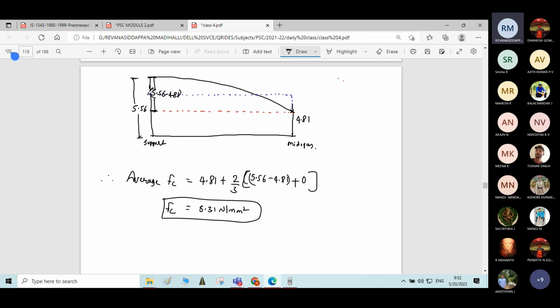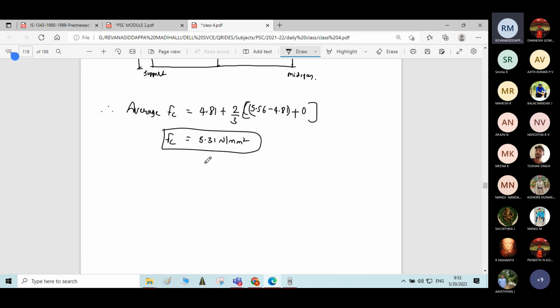On the left side we have the height of 5.56 minus 4.81. On the right side we have the height of the parabola as 0 at this point, with respect to this red dotted line as baseline. Here height is 0. Here 5.56 minus 4.81. 2/3 of the addition of those two heights on left and right will convert it into a rectangle. So the average FC is now 5.31 Newton per mm square.